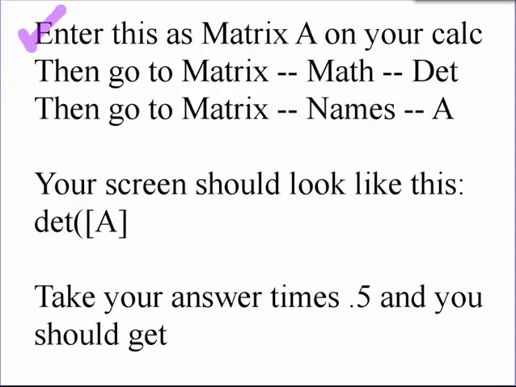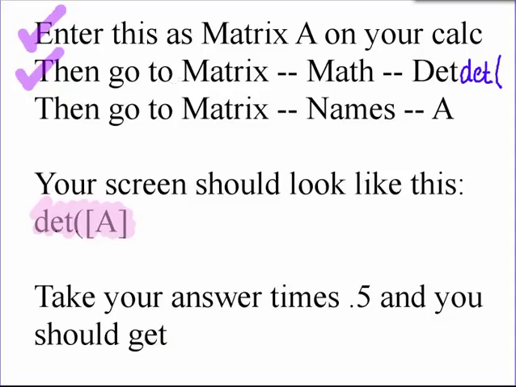Okay. Go to Matrix, Math, and you're going to notice that number 1 actually looks like, instead of a capital D, lowercase d, e, t with the parentheses. So I need you to go ahead and hit enter. When you get done with that, your next step is to go to Matrix, Names, and A. What should end up happening is you should have something like this on your screen. You could put the right side of the parentheses, but you don't need to.